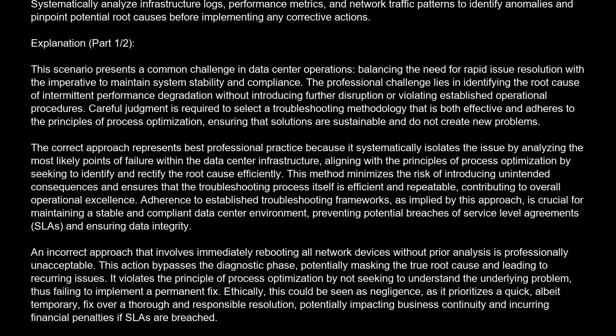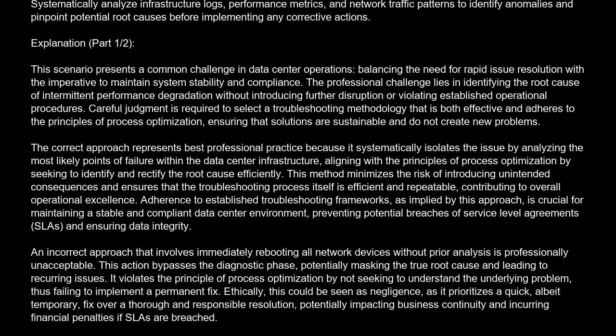The correct approach represents best professional practice because it systematically isolates the issue by analyzing the most likely points of failure within the data center infrastructure, aligning with the principles of process optimization by seeking to identify and rectify the root cause efficiently. This method minimizes the risk of introducing unintended consequences and ensures that the troubleshooting process itself is efficient and repeatable, contributing to overall operational excellence.